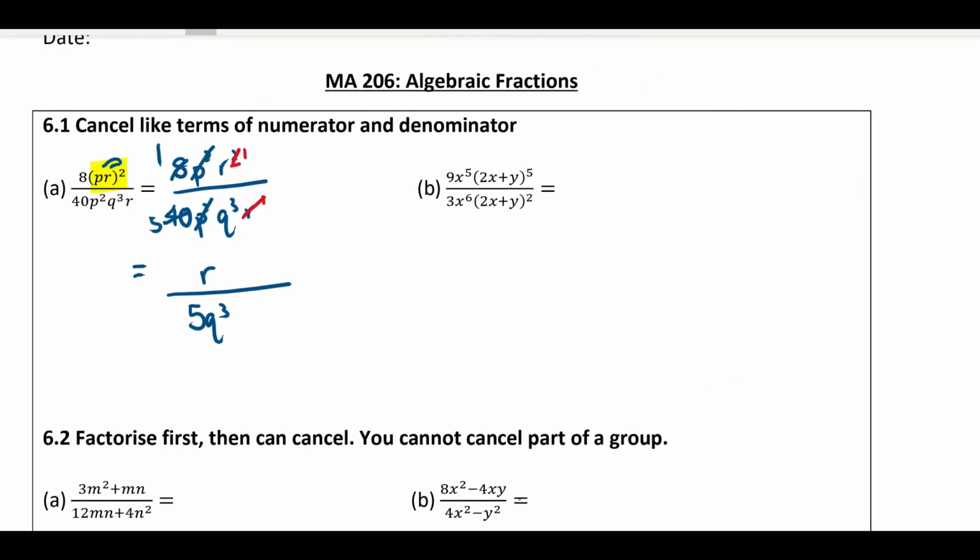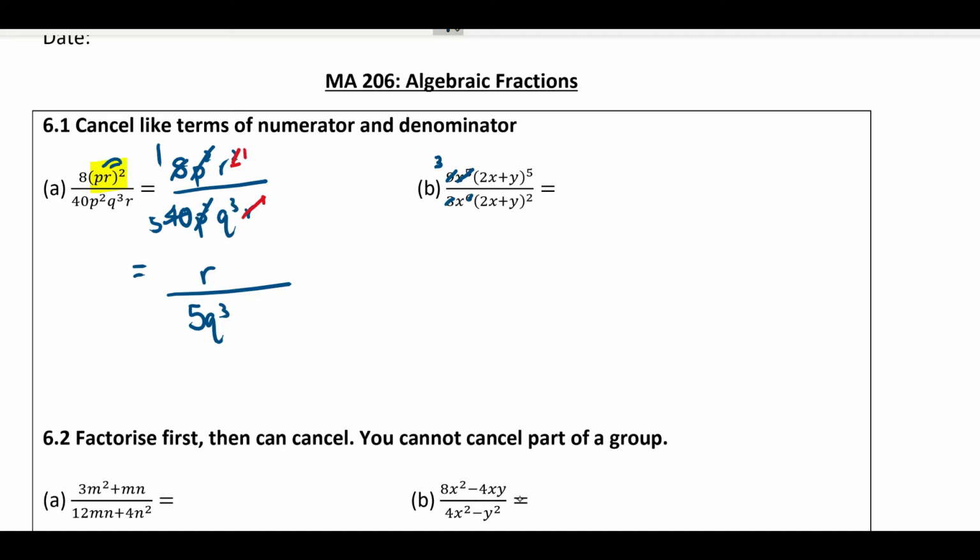So when it comes to this, 9 and 3, we cancel. This is 3 and then this was 1. 1 we don't need to write it down there anymore. Okay, next thing is x to the power of 5, x to the power of 6. So 6 is bigger than 5. So 5 to everything take away. 6, you take away 5, you're left with 1.